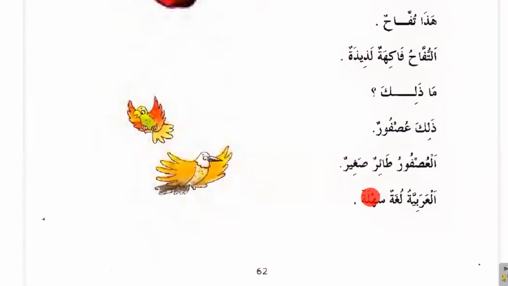Sahlatun is from sahlun, easy. But sahlatun has ta marbuta. Why? Because for lugatun, you are describing a noun that is feminine. So easy language. This is an adjective of this one. So this is na'at and this is man'ut. I hope that is clear. Okay.